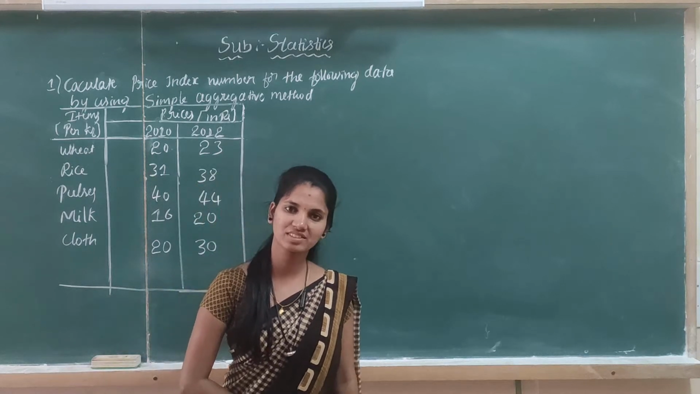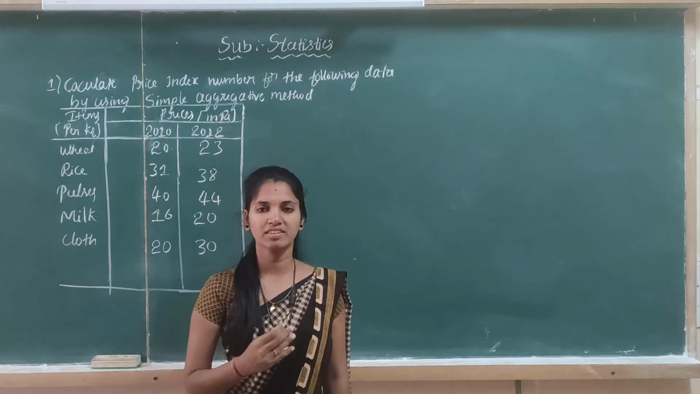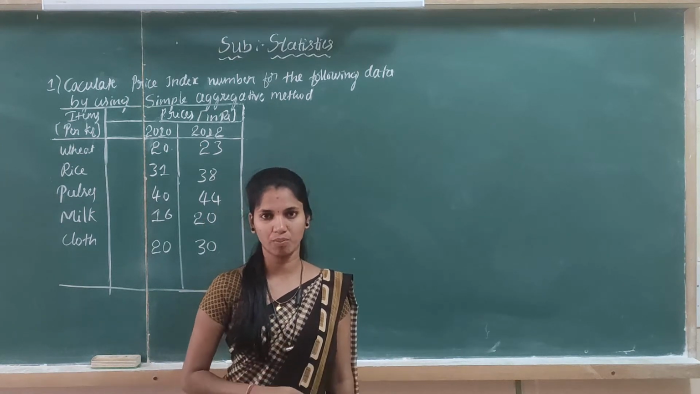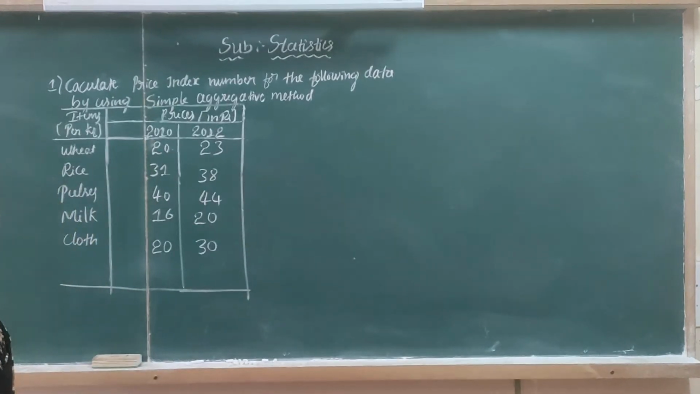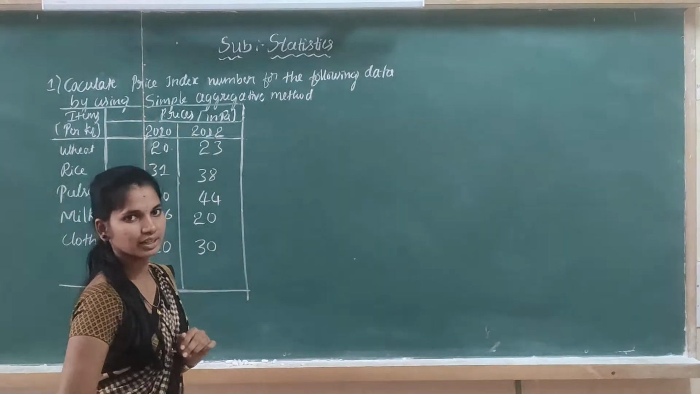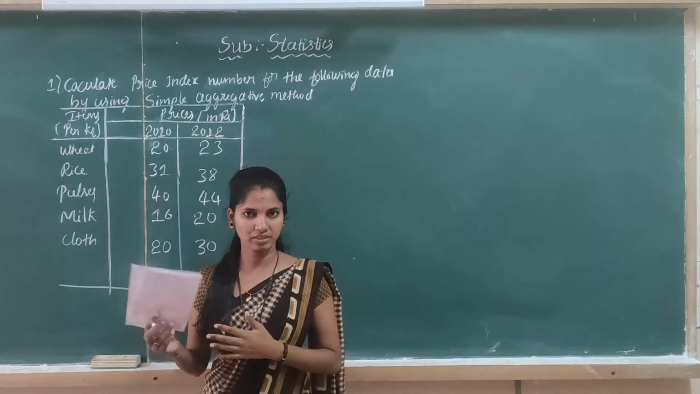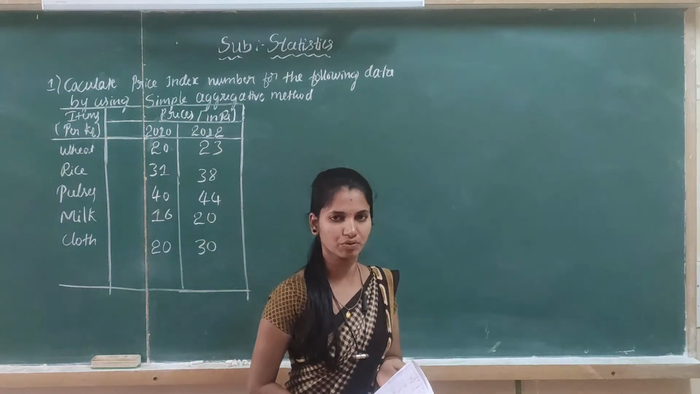Students, in the previous class we discussed the theory concept of index number. In this session we are going to start with the problems. Here is the first problem: calculate the price index number for the following data by using the simple aggregative method. Before starting the problems, I will give a small introduction related to the types of index number.